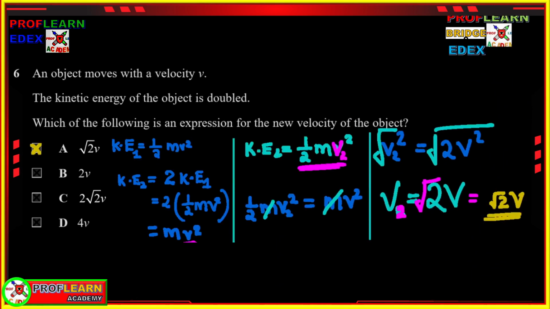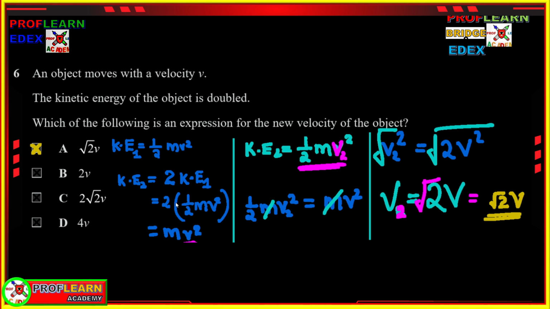Moving to number 6, the kinetic energy of an object is doubled. If we are told that an object moves with a velocity v, the kinetic energy of the object is doubled. Which of the following is an expression for the new velocity of the object? Remember, kinetic energy is equal to a half mv squared. So we can say the initial kinetic energy is a half mv squared. Now kinetic energy 2 is going to be 2 times the kinetic energy 1, because we are told kinetic energy is doubled. So if it's doubled, then the new kinetic energy will be 2 times the initial kinetic energy.